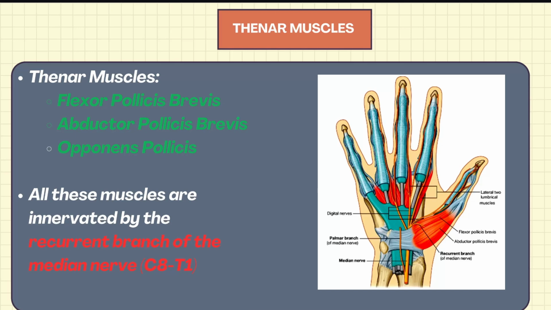So now we're going to come to the muscles of the hand. We finished talking about the fascia, and we finished talking about the joints of the hand. Now, starting off with the thenar muscles. The thenar muscles are the muscles of the thumb.